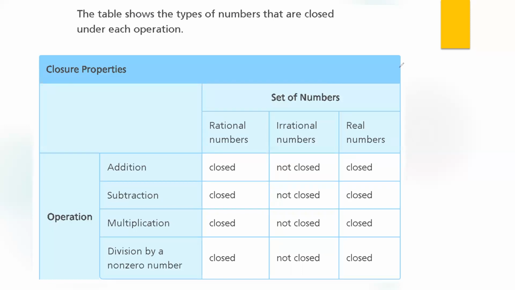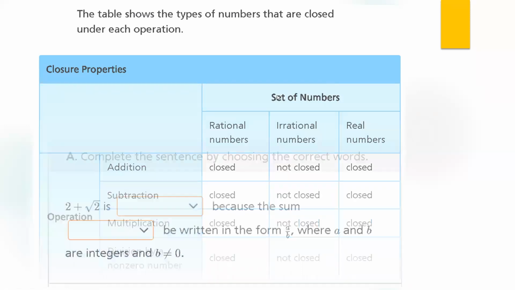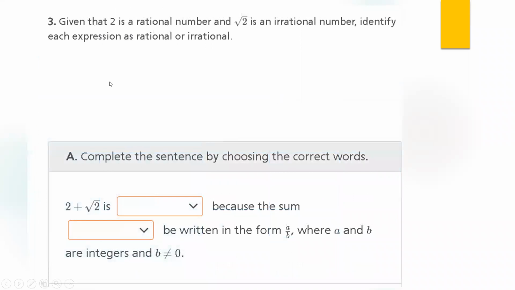Now, given that 2 is a rational number and the square root of 2 is an irrational number, identify each expression as rational or irrational. Here they give me two numbers. They say that if you add them, 2 plus square root of 2, is it rational or irrational? 2 plus square root of 2 will be irrational.